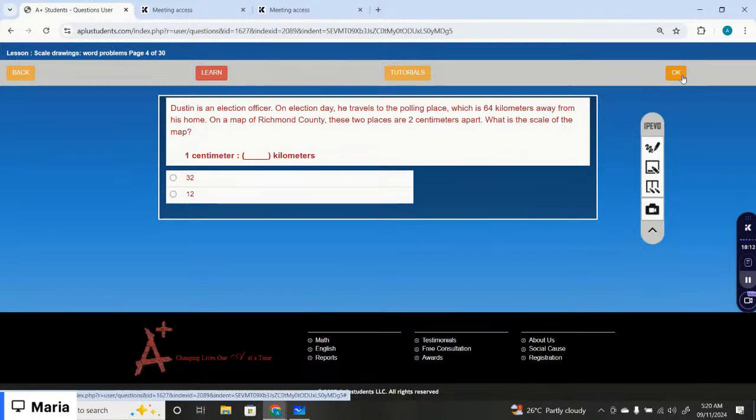Dustin is an election officer. On election day, he travels to the polling place, which is 64 kilometers away from his home. On a map of Richmond County, these two places are 2 centimeters apart. What is the scale of the map? So, which is the correct option?